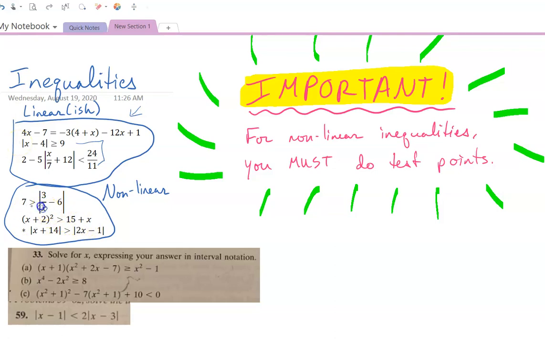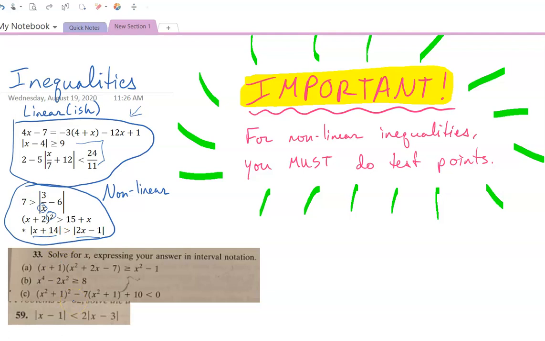This first one is nonlinear because we have an x in the denominator. The next one's nonlinear because we have an x squared. If we expand x plus 2 to the second, we end up with an x squared term. And this last one is composed of two linear pieces. However, when we have two absolute values on both sides of the equation, we really need to treat that like nonlinear. And I'm going to show you actually two different ways to solve that particular one, okay?